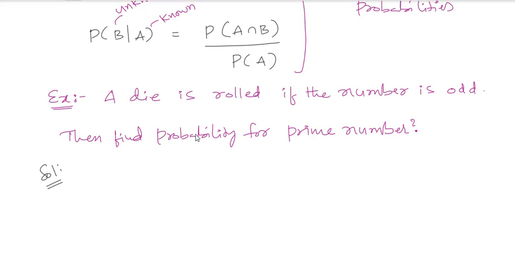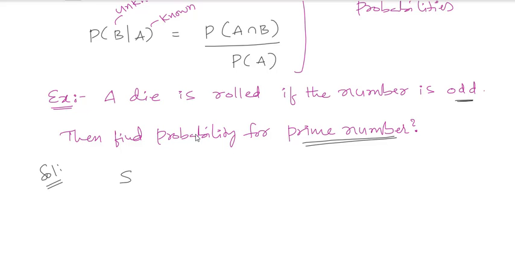What they have given is a die is rolled. The number is what? An odd number. Am I right or not? They have given that. But what are they asking? They are not asking directly the probability of an odd number. They are asking the probability for a prime number. That means prime number given odd number. That is the question.